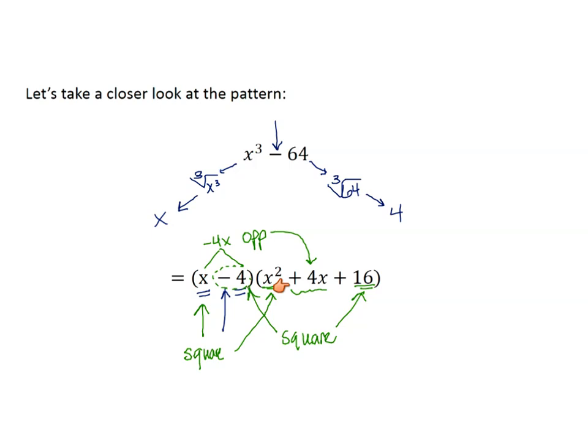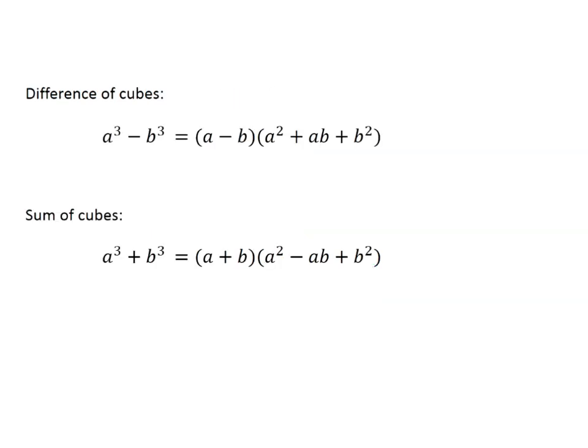Now, we can generalize this pattern using variables, and that's what's happening here. This is just a generalization that can help us remember so that you don't have to memorize the pattern. But what this is showing is that I take the cube root of this term, and it's right here. I take the cube root of this term, it's right here, and my minus sign stays a minus sign. Then I square this term and put it here, square this term, put it here, I multiply and take the opposite and put it here.